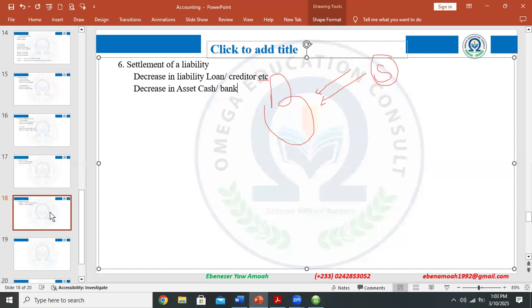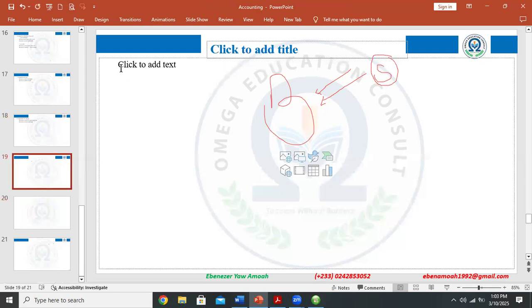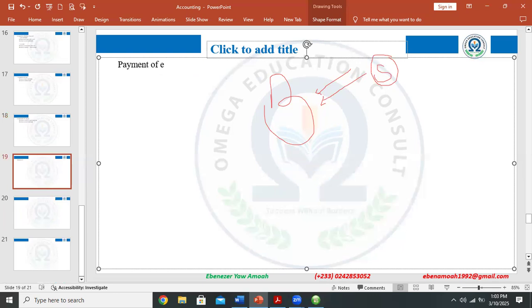Okay, I think we'll go to the seventh one. The seventh transaction. And the seventh transaction is payment of expense. I want to believe professors remember when we looked at expenses to be the costs incurred for providing goods or rendering services to make profit. And examples of them are rent, electricity bills, telephone bills, etc. So dear professors, if a business pays rent, what is going to be the impact?